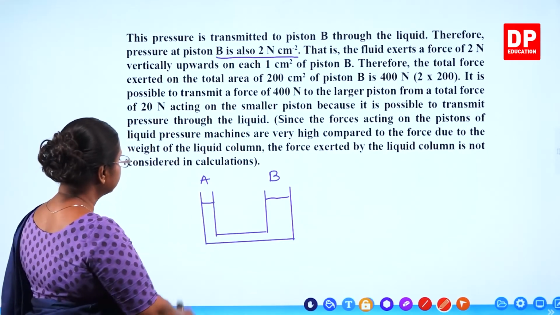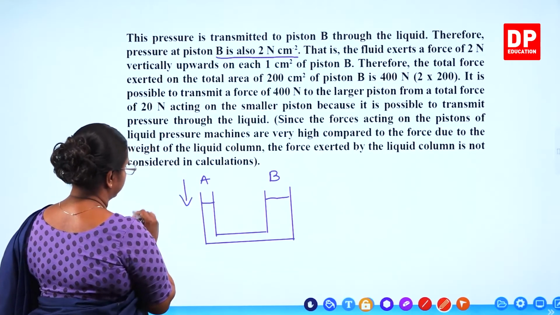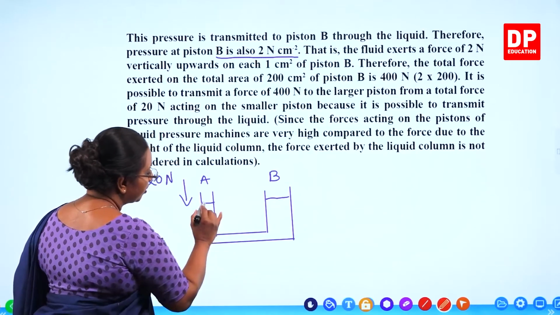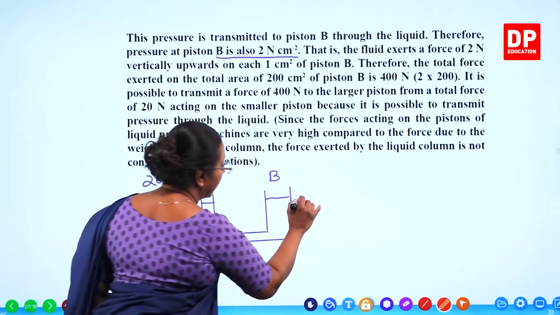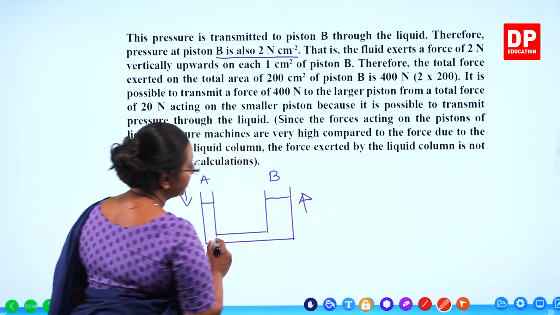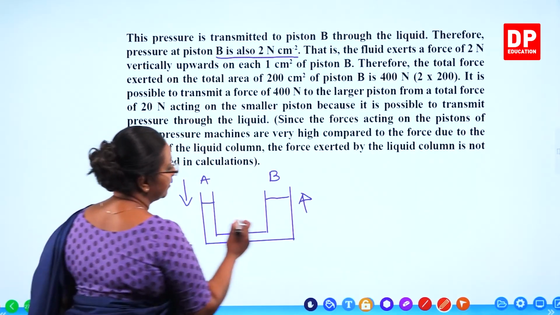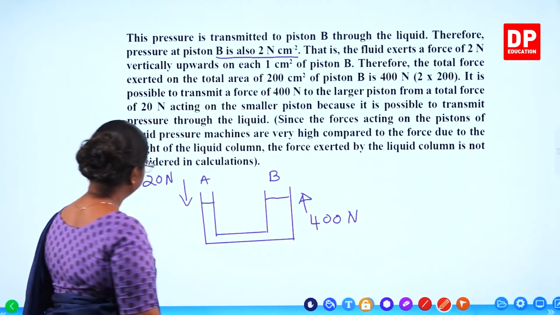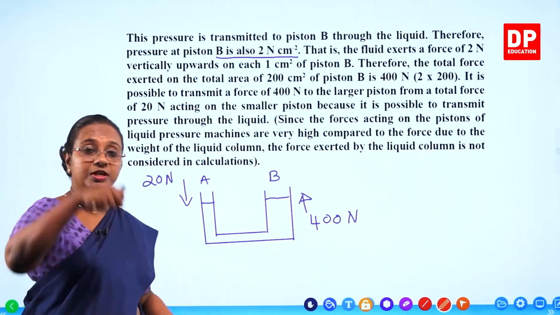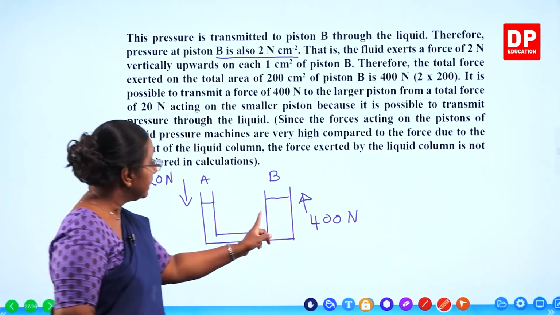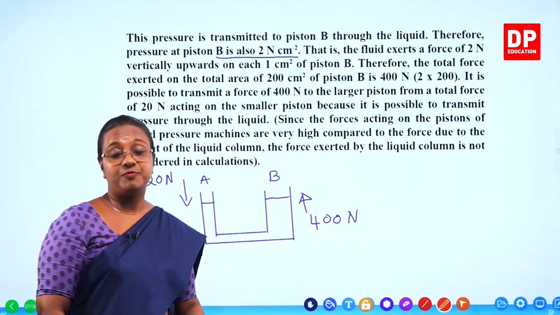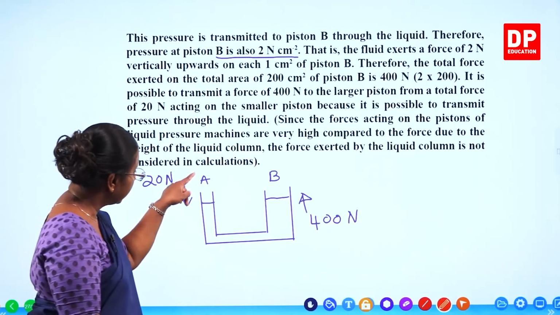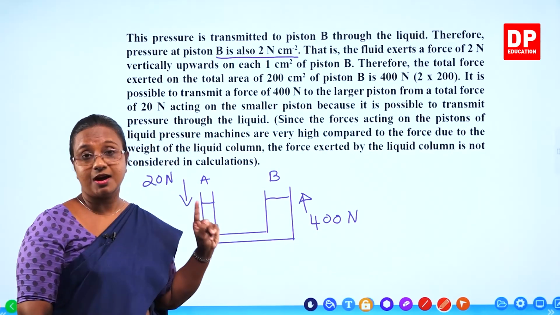So, you can understand here we push with 20 Newton force that is exerted or transmitted through the liquid, and here the piston is pushed vertically upwards with a force of 400 Newton. Here we apply 20 Newton, we push the piston down. Here the piston moves vertically upwards with 400 Newton force. That is because pressure is transmitted.